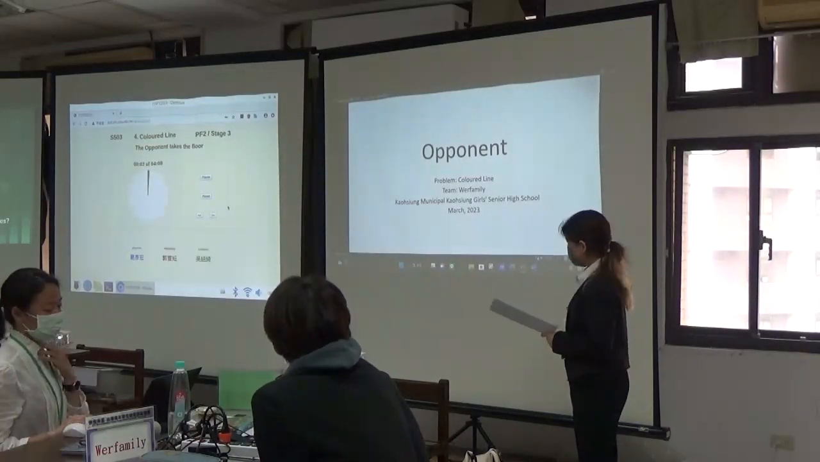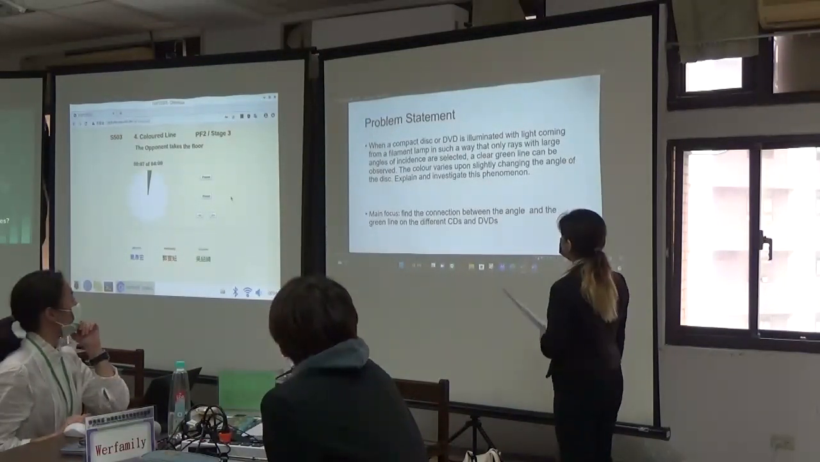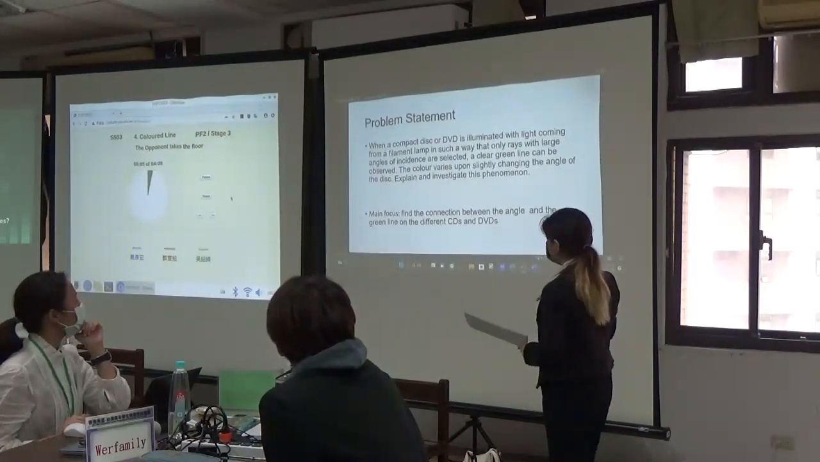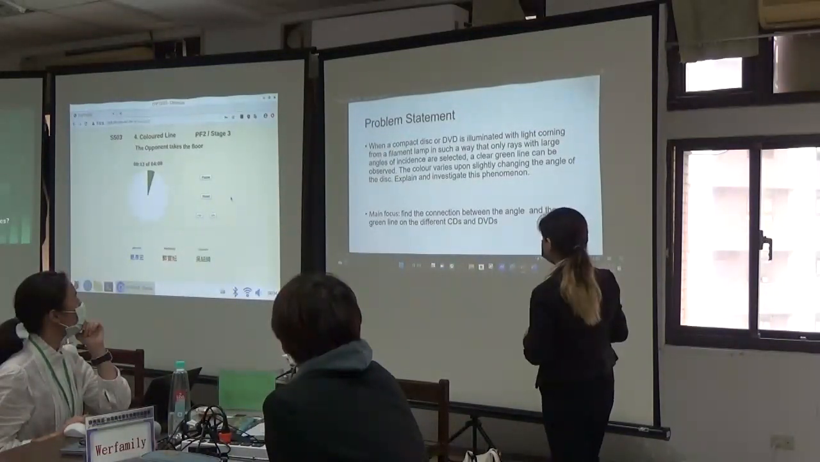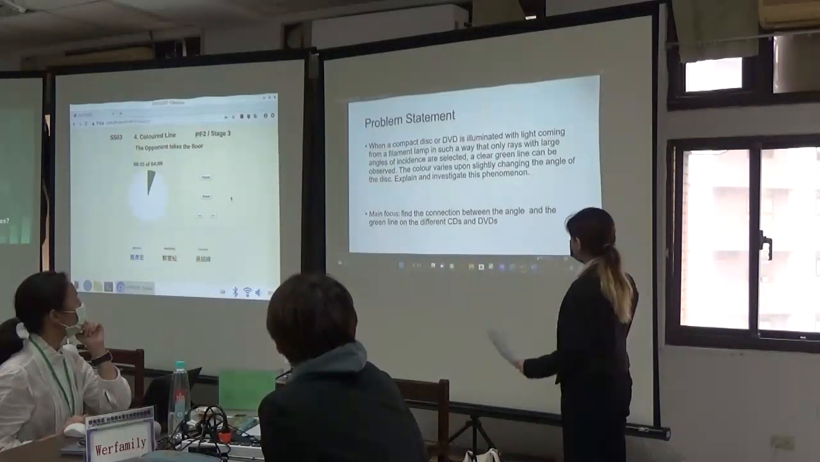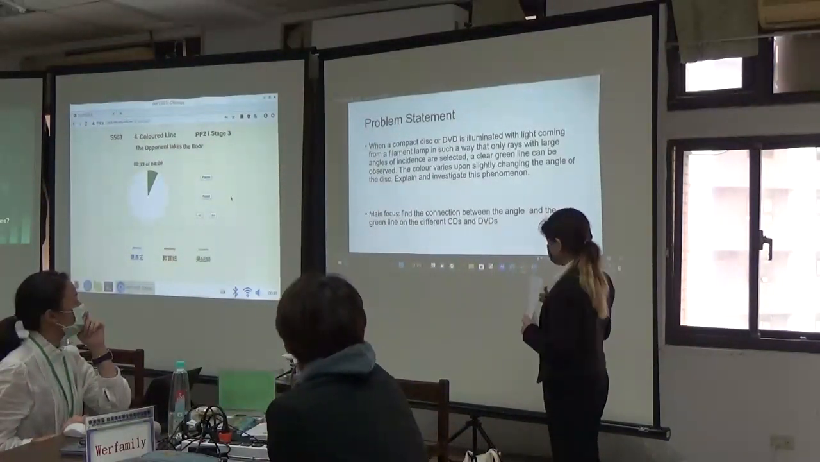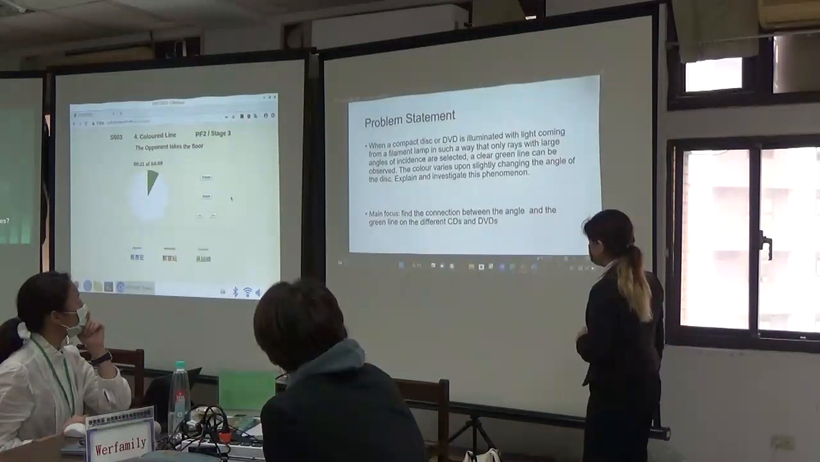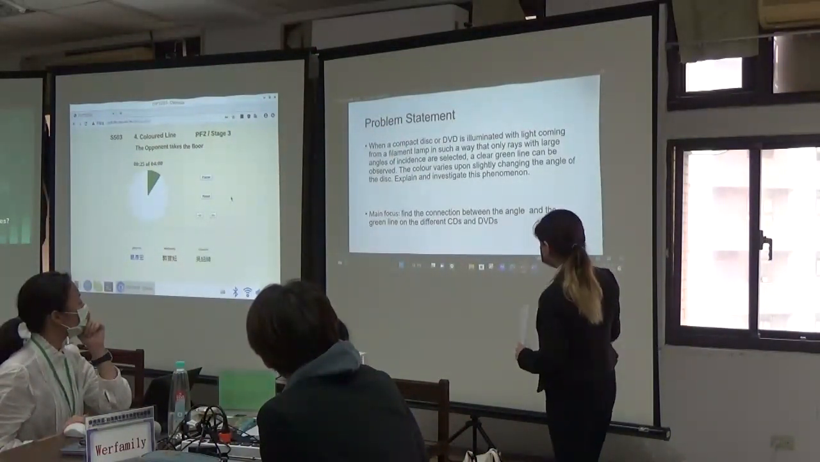The problem statement: when a compact disc or DVD is illuminated with light coming from a fluorescent lamp in such a way that only rays at right angles of incidence are selected, a flaring light can be observed. The color varies upon slightly changing the angle of the display. Investigate this phenomenon and focus on the connection between the angle and the green line on different CDs and DVDs.